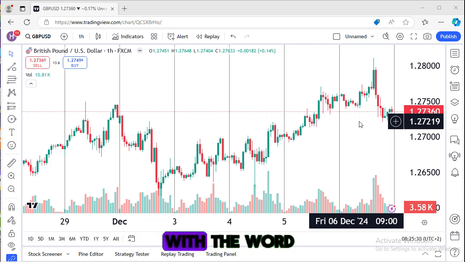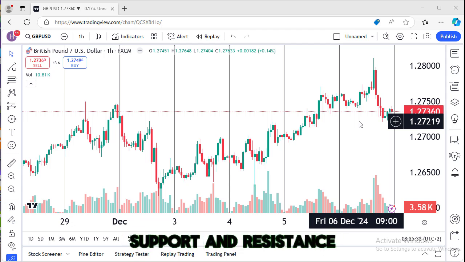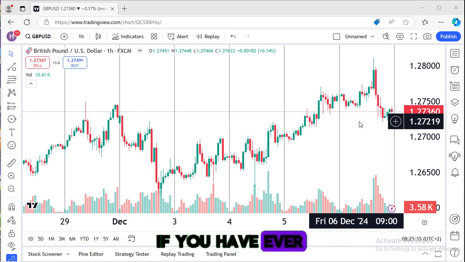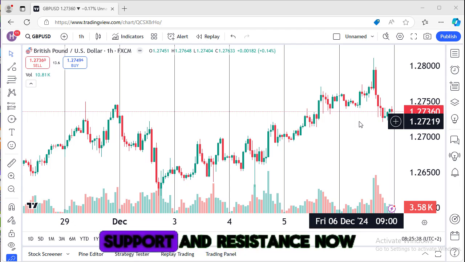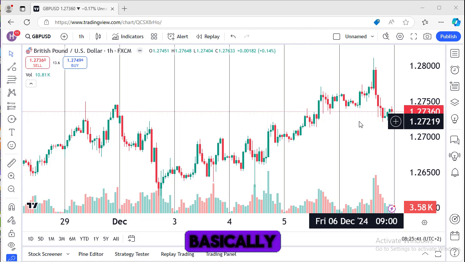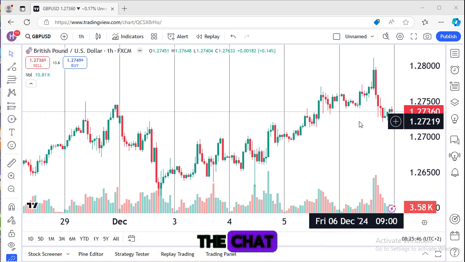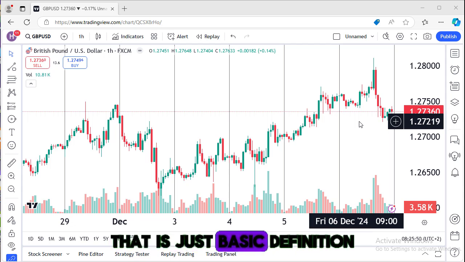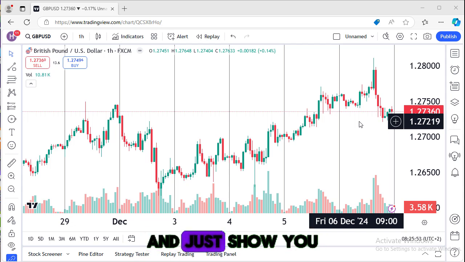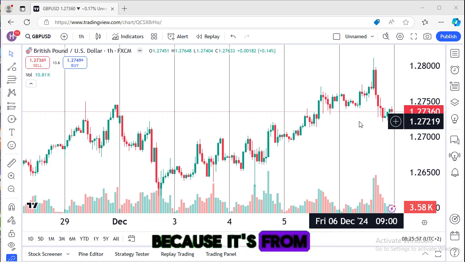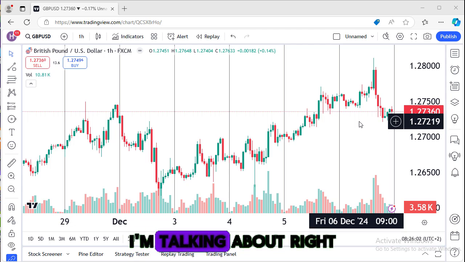Now we are familiar with the word support and resistance. I think we must have heard that if we have ever done anything trading before. Basically, I like to think of support and resistance as turning points. That means points on the chart where the market changed direction. As simple as that. That's just the basic definition. So let me zoom out and show you some typical examples of turning points, because it's from those turning points that we're going to end up getting these special levels that I'm talking about, right?